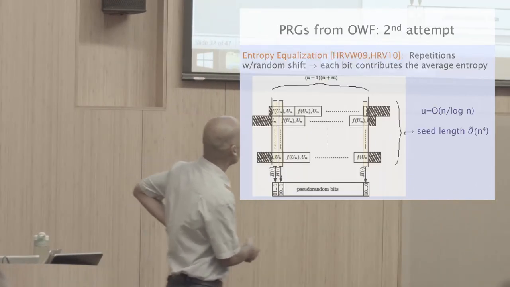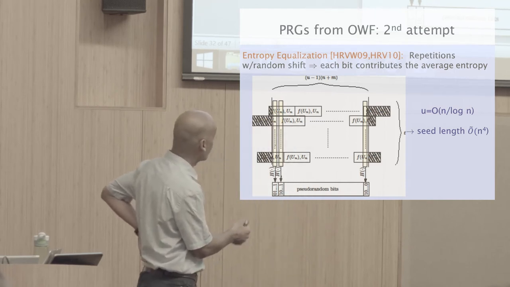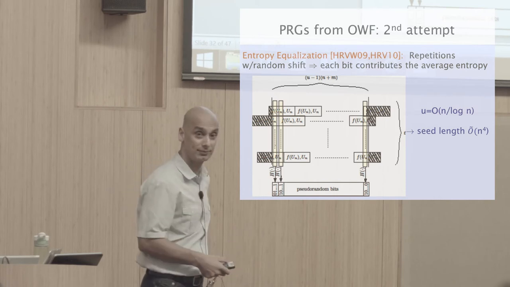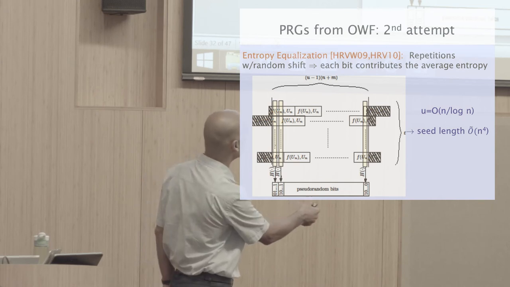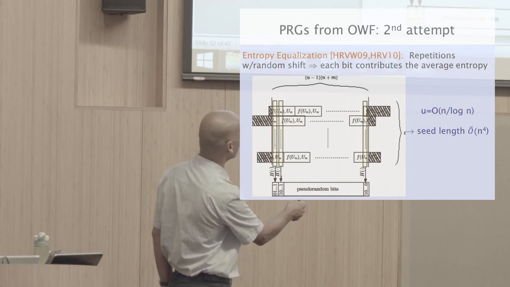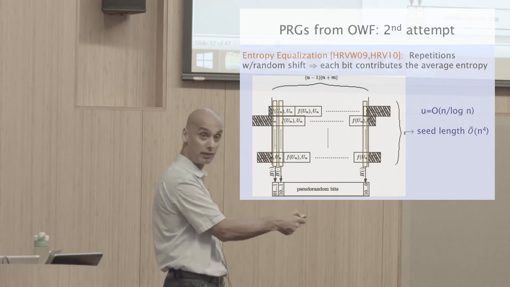All right. So, what is this entropy equalization trick? It's very, very simple. Before, we did vertical repetitions; now we'll do some horizontal repetitions with a random shift. Each row here will be n independent copies of that same next-bit pseudoentropy generator. So I have f of x followed by x, then f of x prime followed by x prime, f of x double prime followed by x double prime, and so on in each row.